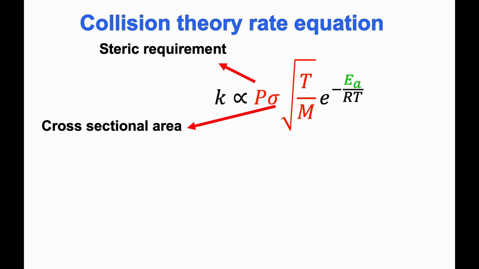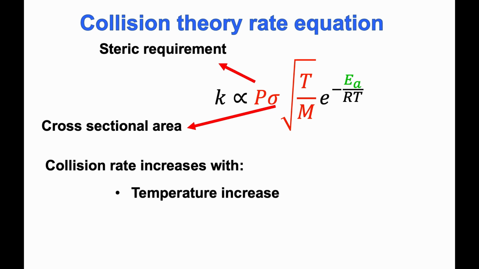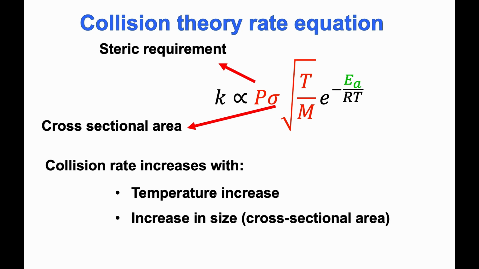So larger molecules will have a larger potential reacting surface, which should increase the proportion of collisions that give rise to a product. So according to the equation that's derived from collision theory, the rate of a collision will increase with the square root of the temperature. The collision rate will also increase with an increase in size of the molecule that's reflected in the cross-sectional area, and will decrease with the square root of the mass due to this inverse proportionality between the rate constant and the square root of the molecular weight of the molecule.